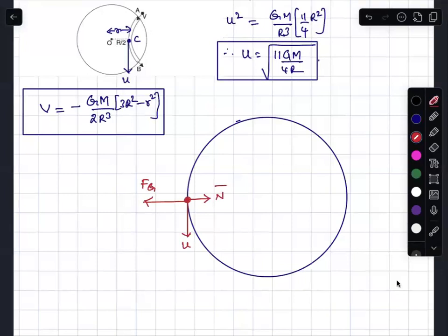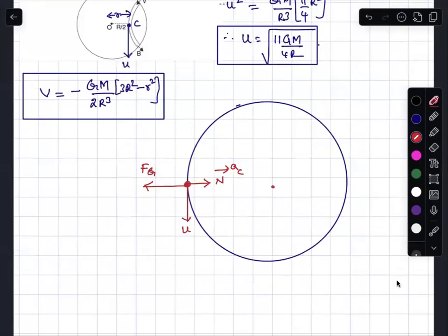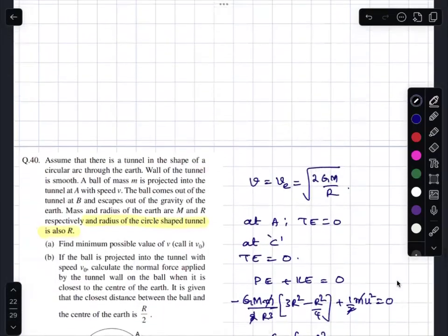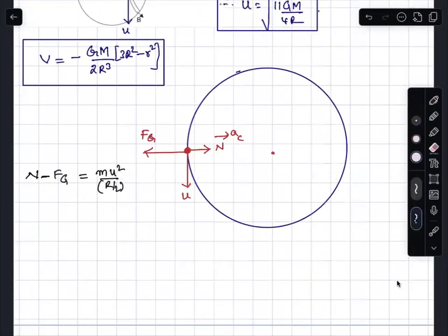So now something should contribute centripetal acceleration towards the center to overcome this circle. So therefore, N minus Fg is equal to m u² by r by 2. Yes or no? Wrong, because you said the circle is also of radius r. So therefore, r by 2 is not correct.